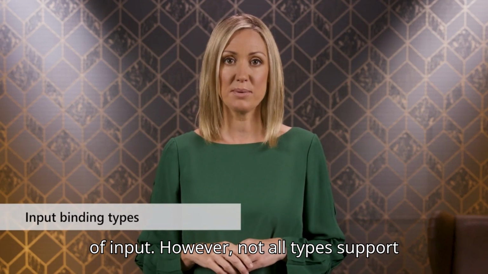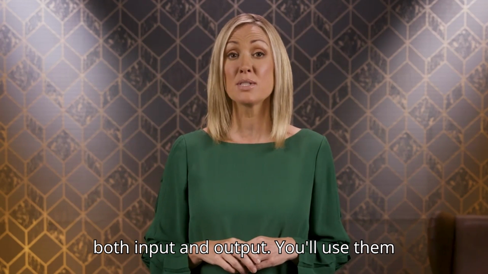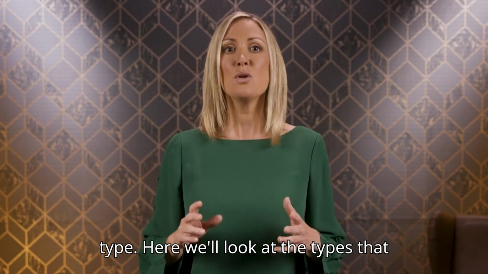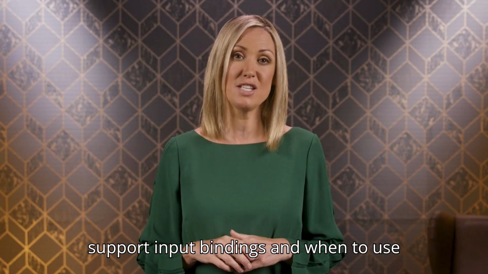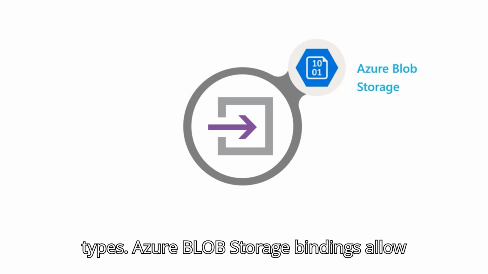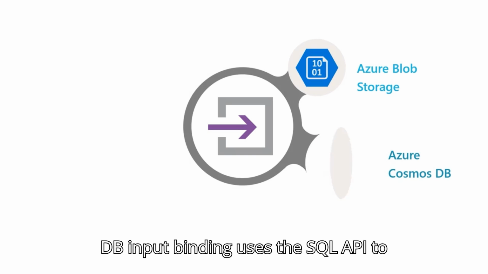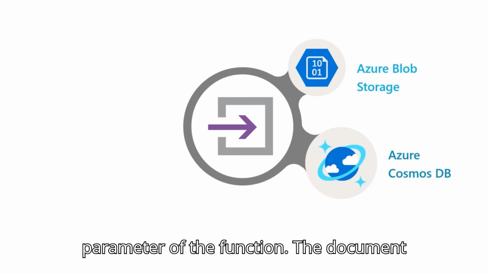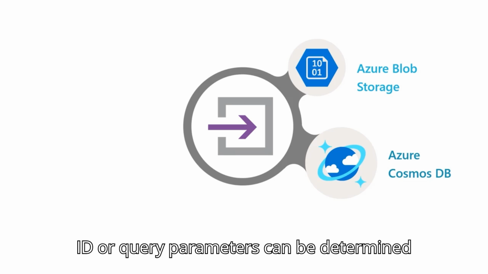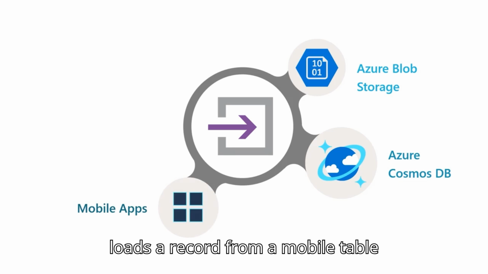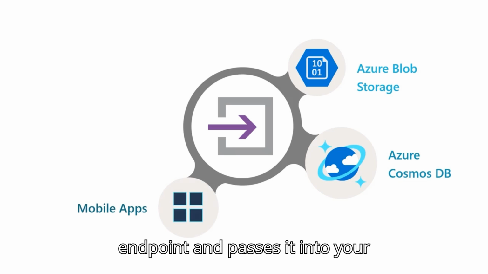There are multiple types of input. However, not all types support both input and output. You'll use them whenever you want to ingest data of that type. Here we'll look at the types that support input bindings and when to use them. Here are some of the most common types. Azure Blob Storage bindings allow you to read from a blob. The Azure Cosmos DB input binding uses the SQL API to retrieve one or more Azure Cosmos DB documents and passes them to the input parameter of the function. The document ID or query parameters can be determined based on the trigger that invokes the function. The Mobile Apps input binding loads a record from a mobile table endpoint and passes it into your function.